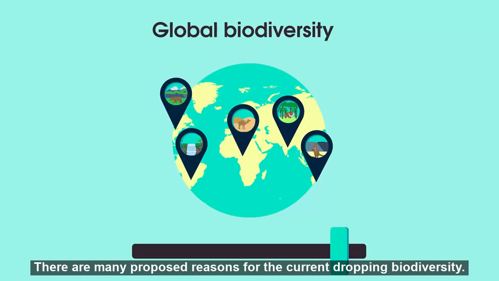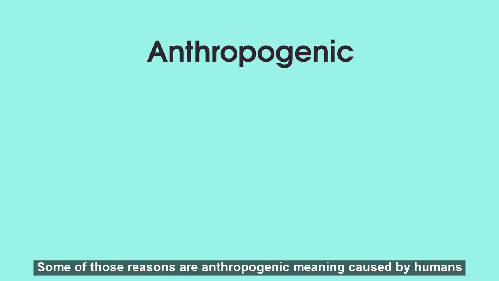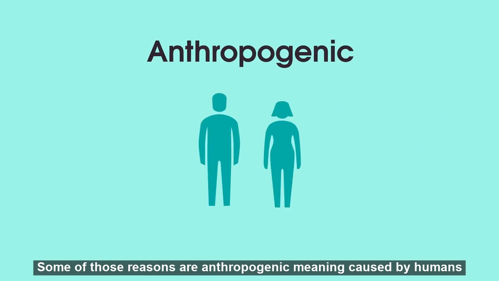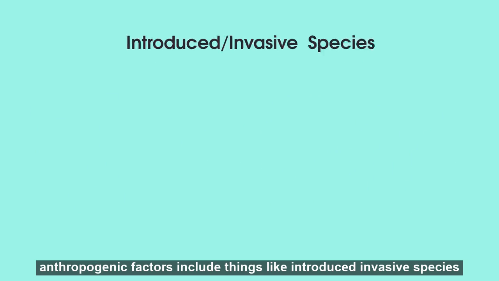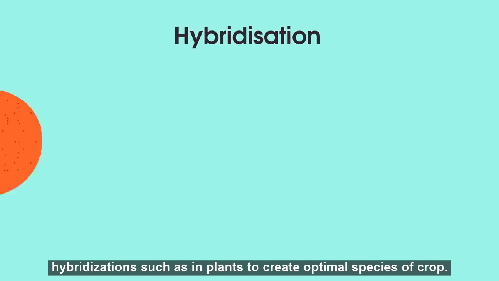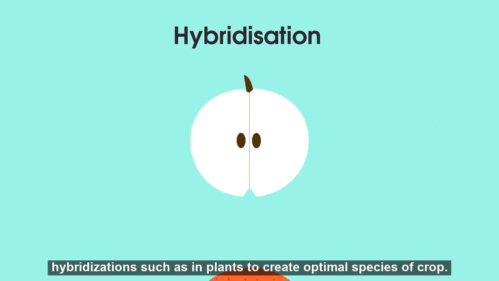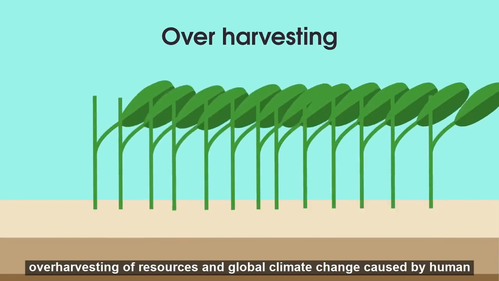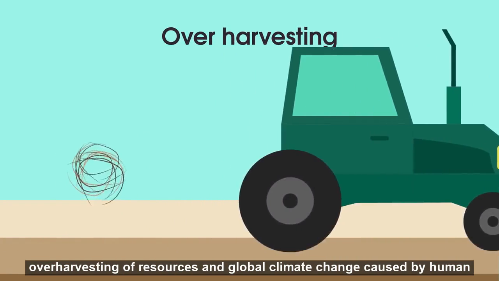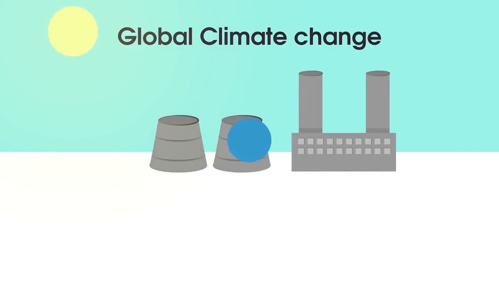There are many proposed reasons for the current drop in biodiversity. Some of those reasons are anthropogenic, meaning caused by humans. Anthropogenic factors include things like introduced or invasive species, such as the introduction of rabbits to Australia, human-induced hybridization, such as in plants to create optimal species of crop, overharvesting of resources, and global climate change caused by human activities.